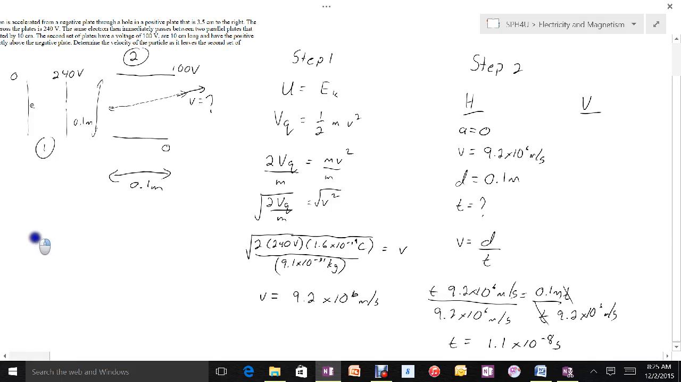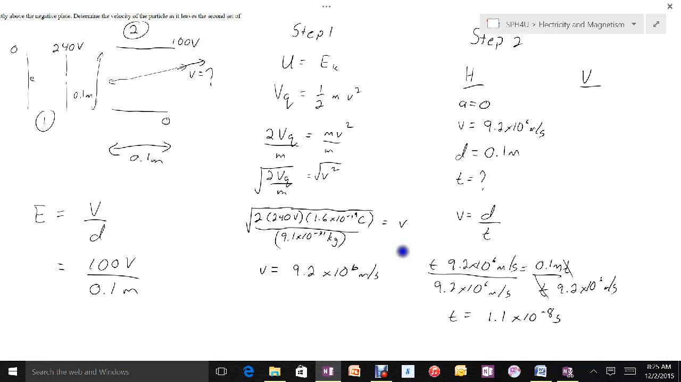So using that, we can come up with this equation that the electric field is equal to the voltage divided by the distance between the plates. In this case, I have a voltage of 100 volts, and I have a separation of the plates of 0.1 meters or 10 centimeters. And so I can say I have an electric field of 1,000 newtons per coulomb.